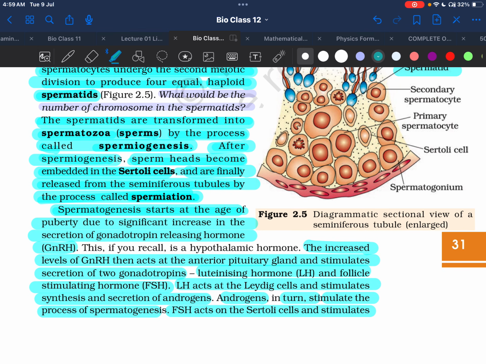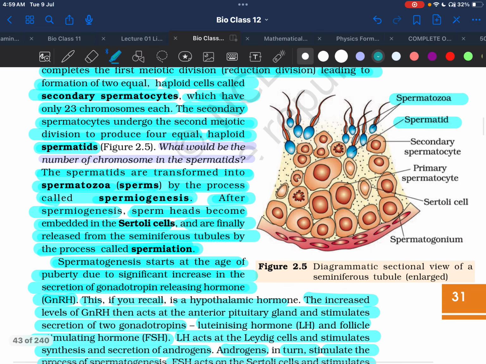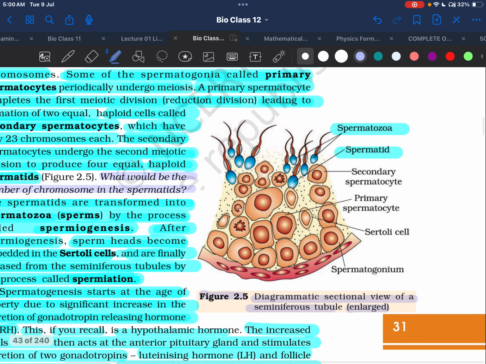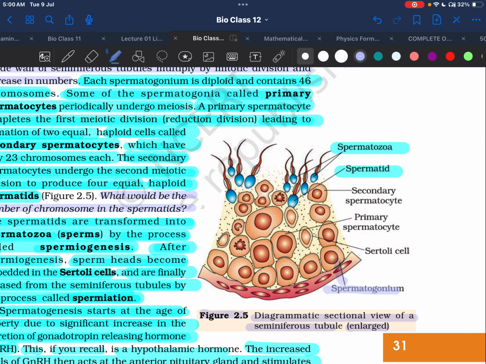Spermatogenesis starts at the age of puberty due to a significant increase in secretion of gonadotropin releasing hormone, GnRH. This, if you recall, is a hypothalamic hormone. Figure 2.5: Diagrammatic sectional view of a seminiferous tubule enlarged. Spermatogonium, Sertoli cells, primary spermatocyte, secondary spermatocyte, spermatid, spermatozoa.